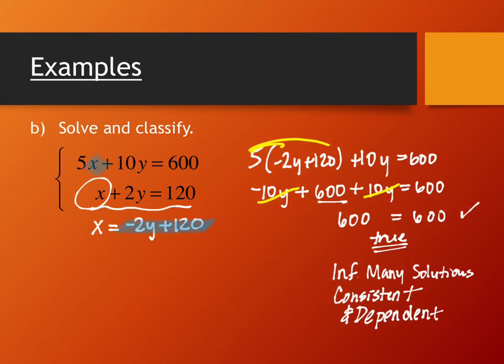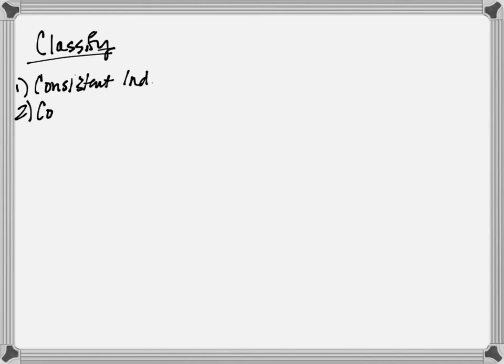When we're writing that, we need to put consistent and dependent. To classify actually means that you're going to put one of three things. That's a very good question. So when you're asked to classify, one option is that it's consistent and independent. The second option is that it's consistent and dependent. And the third option is that it's inconsistent. So it's one of those three descriptive phrases.